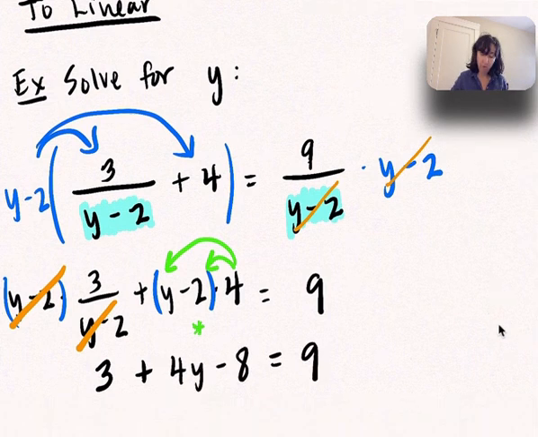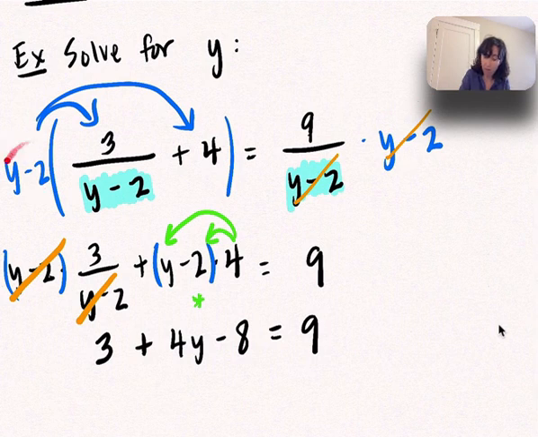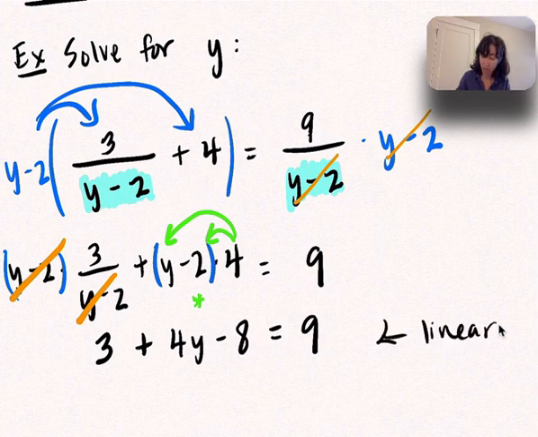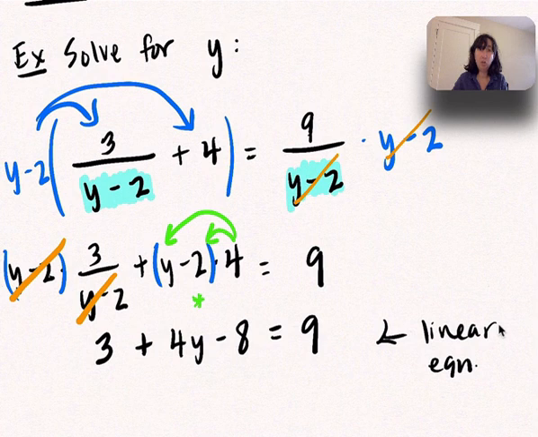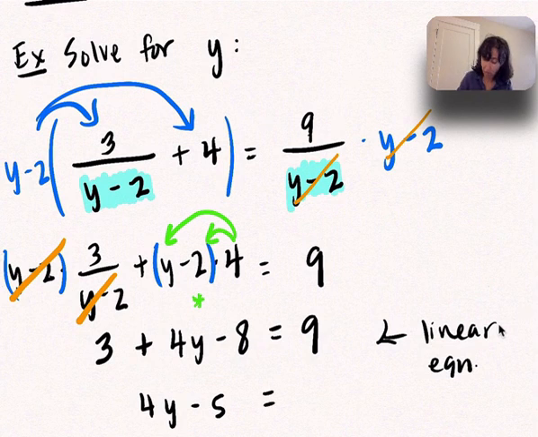Now this multiplication trick, where whatever you see in the denominator, you multiply both sides of the equation by it, gives you an equation that doesn't have any fractions anymore. It gets rid of the fractions that you had before, and it turns your equation into a linear equation, which is a type of equation that you all know how to solve. So how do we solve this? Well, notice that we can combine the 3 and the 8 to get 4y minus 5, since 3 minus 8 is negative 5, equals 9.